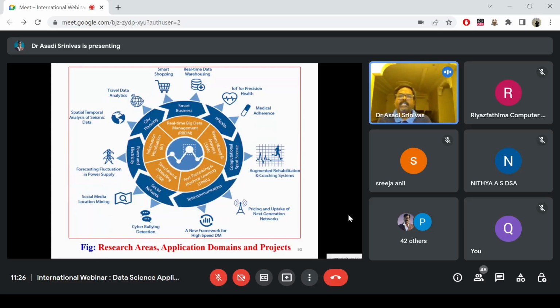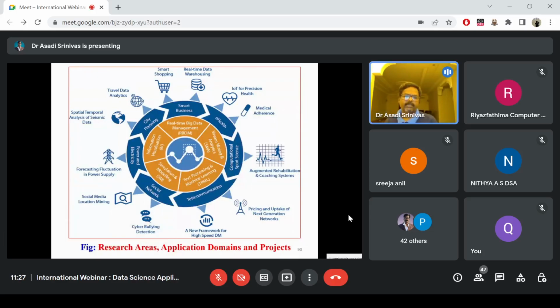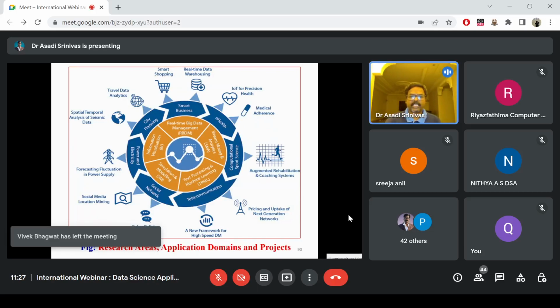Smart shopping, real-time data warehousing, IoT for precision health, medical adherence, augmented rehabilitation and coaching systems, pricing and uptake of next generation networks, a new framework for high speed data mining, cyberbullying detection, social media location mining, forecasting fluctuation in power supply, and spatial temporal analytics of seismic data, especially in earthquakes, travel data analytics. These are the research areas.